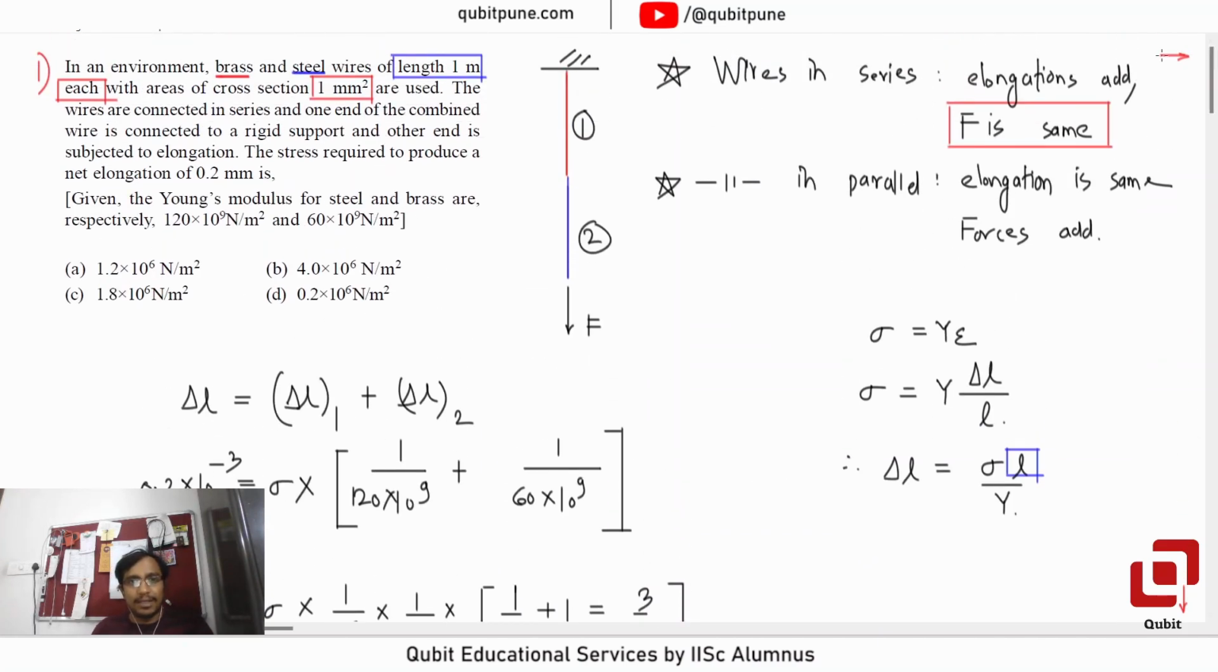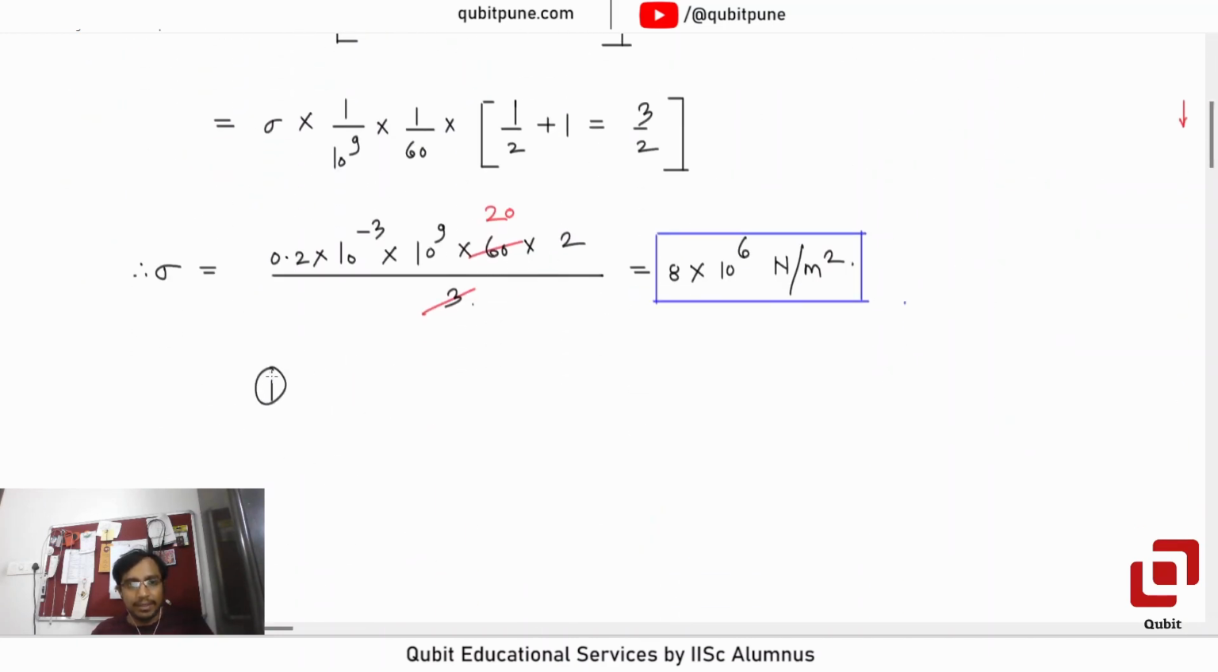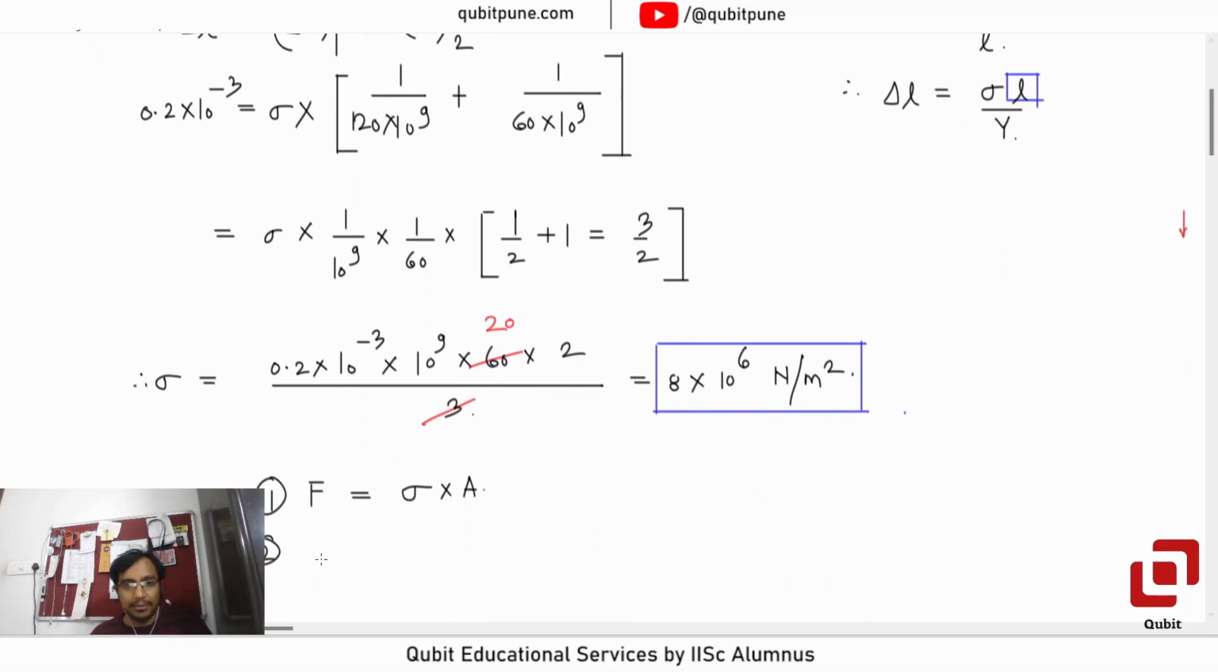Now they have not asked, but we can actually find 3 things here. We can find the force F by multiplying stress by area, and we can also find the individual elongations, although that is not required. Delta L1 will be how much? Sigma L upon Y1 and so on. You can take it as homework and determine which wire stretches more. Can you tell me which wire will stretch more?